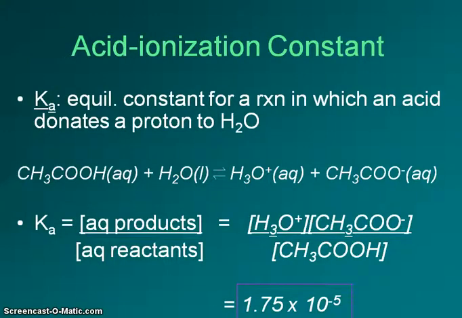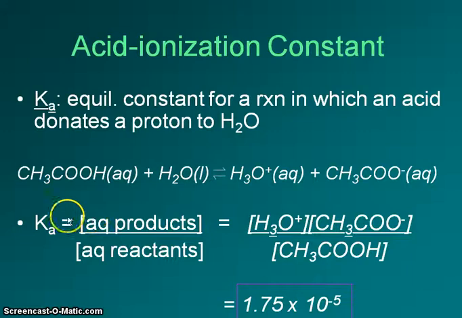And the last thing in this section are acid ionization constants, or Ka values. This is our equilibrium constant for a reaction where an acid donates a proton to water. And a Ka value is kind of like pH. It's going to tell you how strong or weak an acid is. There's a table in your book on page 557 that lists a whole bunch of different Ka values. So the larger the Ka, the stronger the acid is.